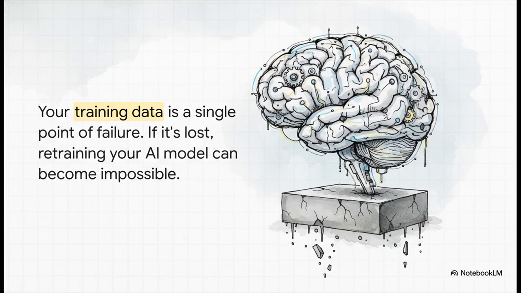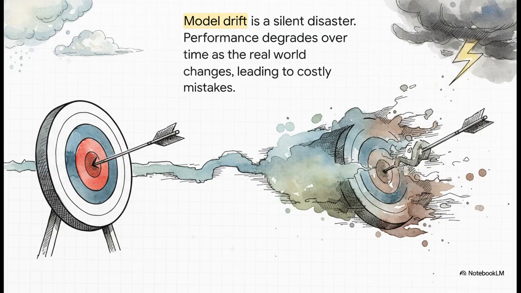That massive, carefully curated training data set is basically the brain of your model, and that makes it a huge single point of failure. If that data gets lost or corrupted, you can't just restore a backup from last night. You might have completely lost the ability to retrain or even reproduce your model. Game over.